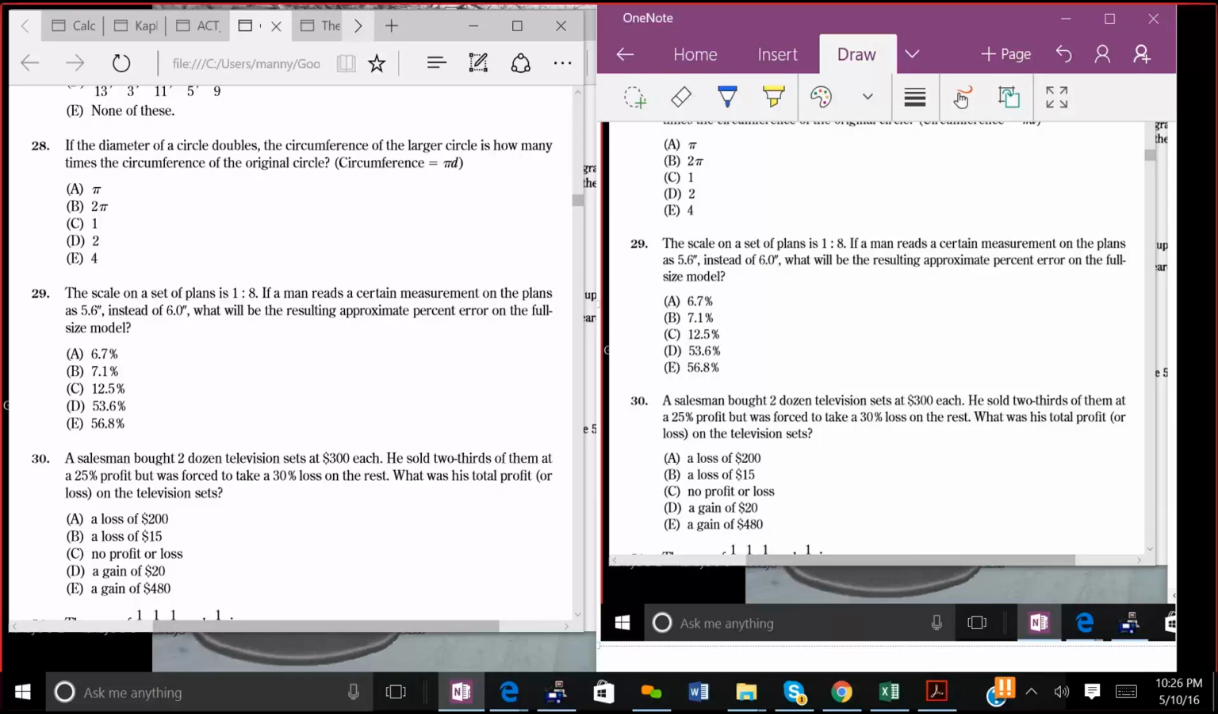The scale on the set of plans is 1 to 8. If a man reads a certain measurement on the plan as 5.6 instead of 6 inches, what will the resulting approximate error be on the full-size model? So its ratio is 1 to 8. If a man reads a certain measurement on the plan as 5.6 instead of 6.